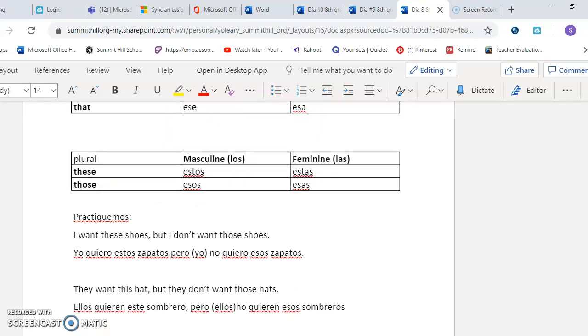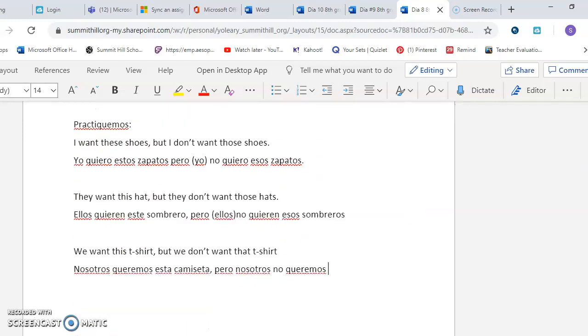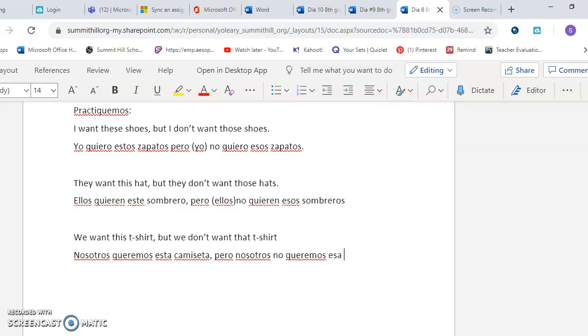And I go back in here. Now, notice I'm saying that t-shirt, singular. They're not saying t-shirts. They're saying singular. T-shirt. So that would be that. For feminine, it will be esa. And then, pero no queremos esa camiseta.